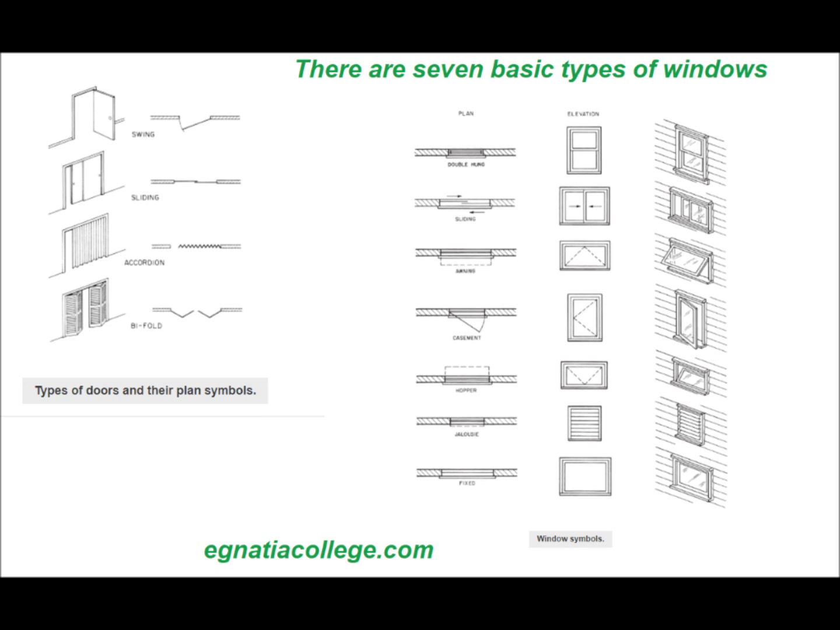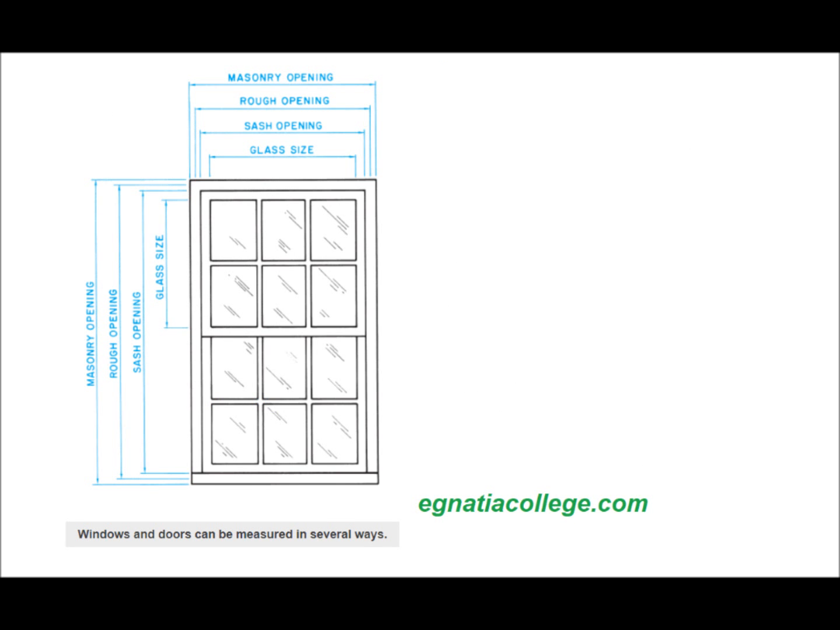There are 7 basic types of windows. They are named according to how they open. The symbols for hinged windows, awning, casement, and hopper indicate the direction they open. In elevation, the symbols include dashed lines that come to a point at the hinged side, as viewed from the exterior.